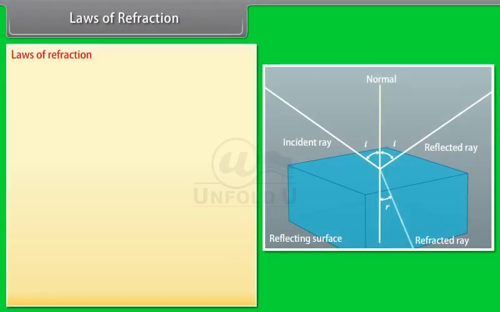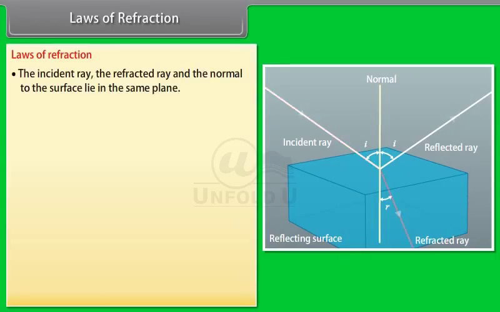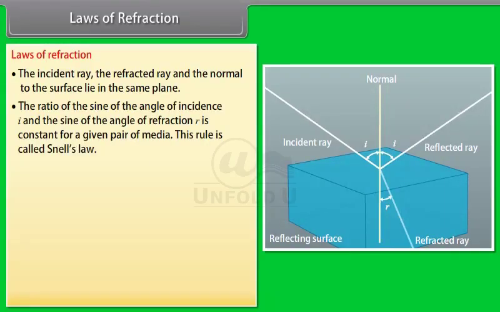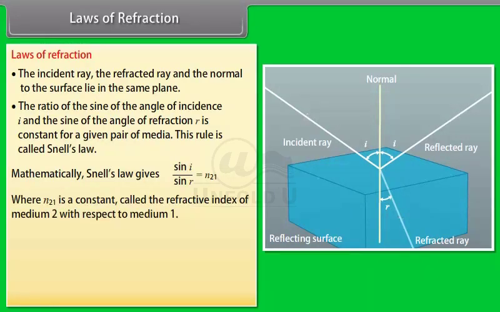Laws of refraction. The incident ray, the refracted ray and the normal to the surface lie in the same plane. The ratio of the sine of the angle of incidence i and the sine of the angle of refraction r is constant for a given pair of media. This rule is called Snell's law. Mathematically, Snell's law gives sin i by sin r is equal to n21, where n21 is a constant called the refractive index of medium 2 with respect to medium 1.